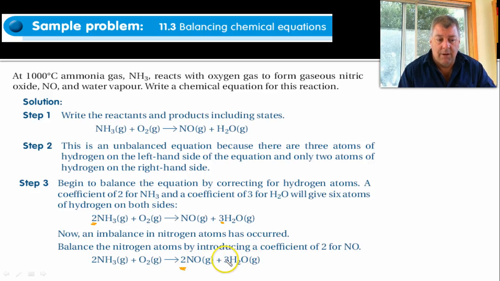So we've got 5 oxygens on this side. So we've got 2 oxygens and we've got 5 oxygens. So we need to balance the oxygens. And that's what the next step is. Let's bring it up.